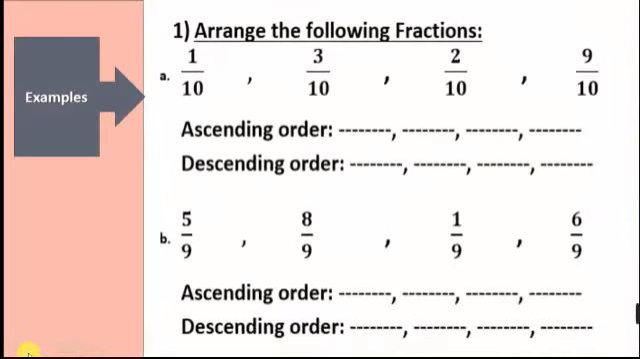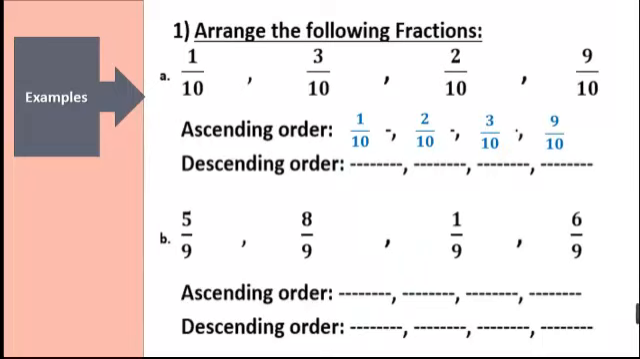Okay, let's see another example. Arrange the following fractions in ascending order and descending order, one time in ascending order and then in descending order. Here, let's see what is the common. The denominator is the common. They all have the same denominator, so cancel them all and look to the numerator: 1, 3, 2, and 9. Arrange them in ascending order from the smallest to the greatest. The smallest one is 1 over 10, then 2, then 3, and then 9.